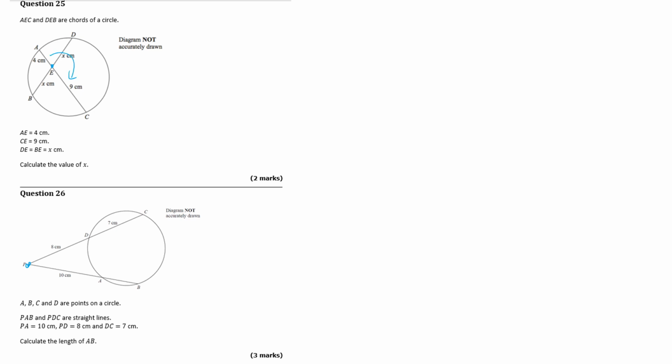Either side of that point of intersection, if we times them together, so 4 times 9 is equal to this pair times together, and it's going to be x times x. So 36 is equal to x squared. So x is equal to the square root of 36. x is equal to 6 centimeters.